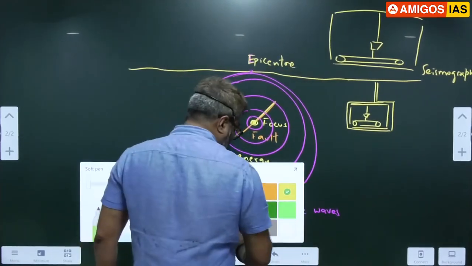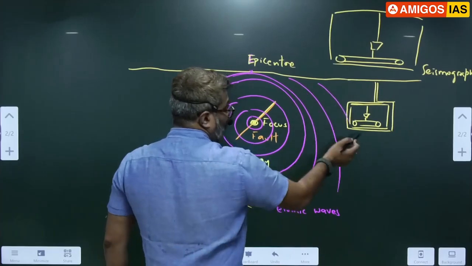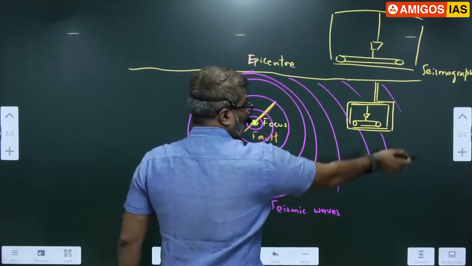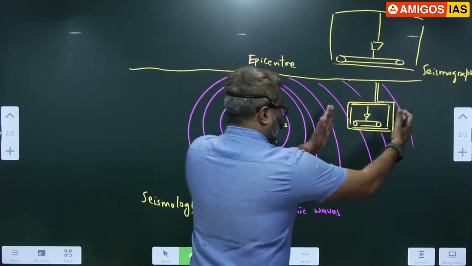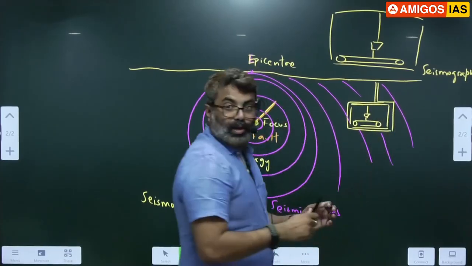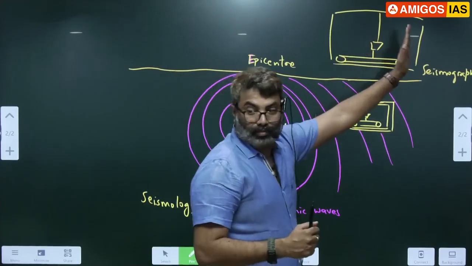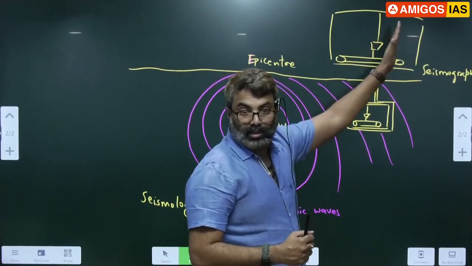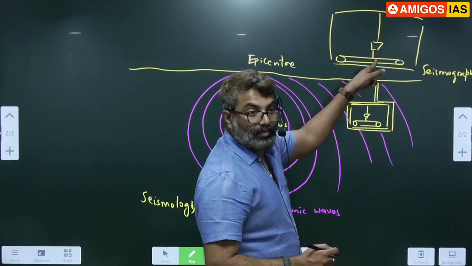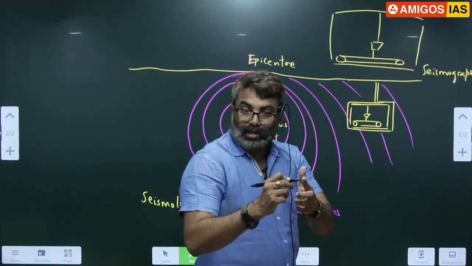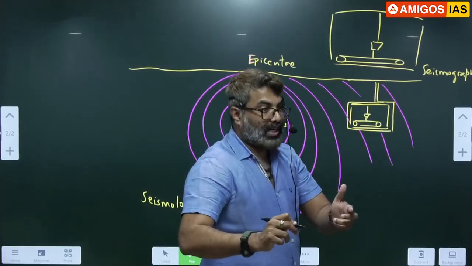When the seismic waves reach from all directions like this, what happens? The rocks will vibrate like this. This box also will vibrate. What happens to the pendulum? The pendulum will move. When the pendulum moves, what happens? It will mark on the paper. This is a pen. The pen will mark on the graph sheet like this.